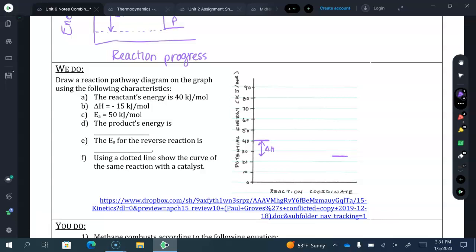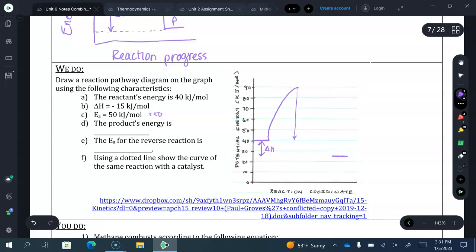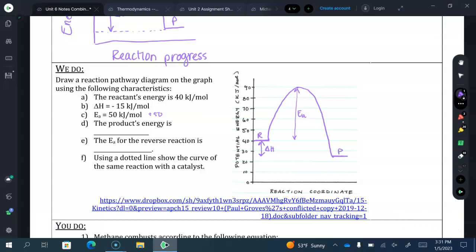My activation energy is 50, so that tells me that the overall peak has to be 90. So 40 plus 50 means that my total peak has to be at 90, because that would mean that my activation energy here is a total of 50. And then it should drop down to connect to my products. So my reactants change into my products. When we look at this, we see that the product's energy is 40 minus 15, which is 25 kilojoules per mole.